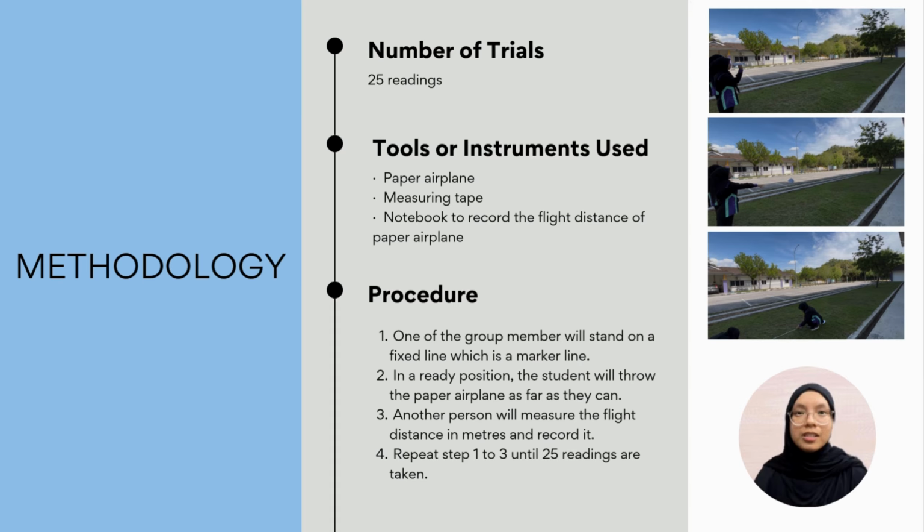The third one is the steps on how we implemented this project. Firstly, one of the group members will stand on a fixed line, which is a marker line. Secondly, in a ready position, the student will throw the paper airplane as far as they can. Lastly, another person will measure the flight distance in meters and record it. All these three steps will be repeated until 25 readings are taken. The three pictures included here show the procedure from step 1 until step 3.